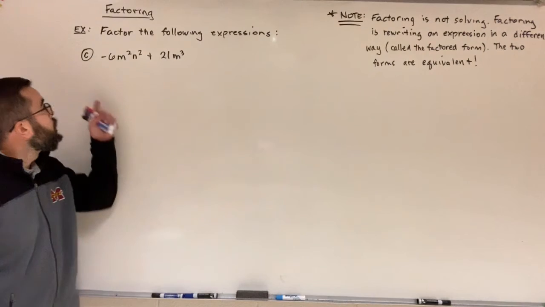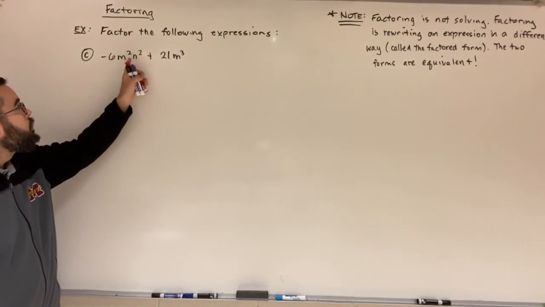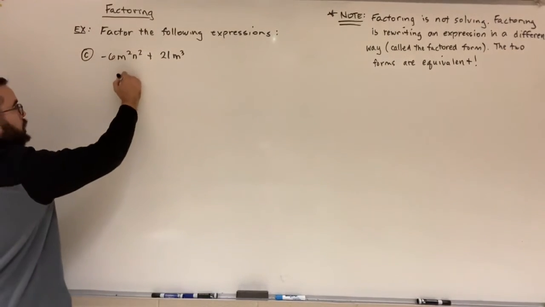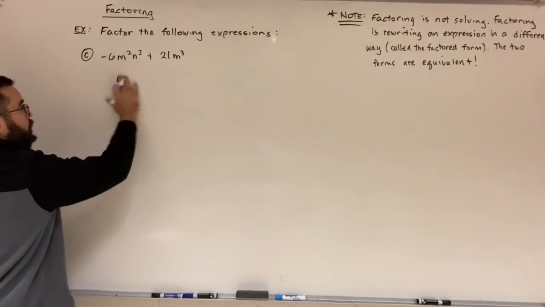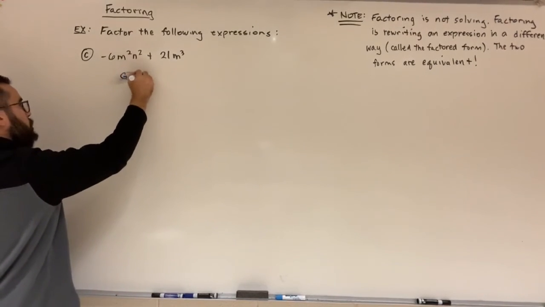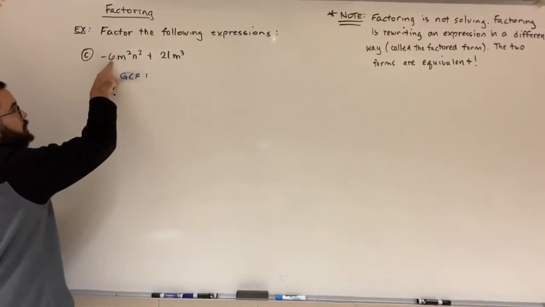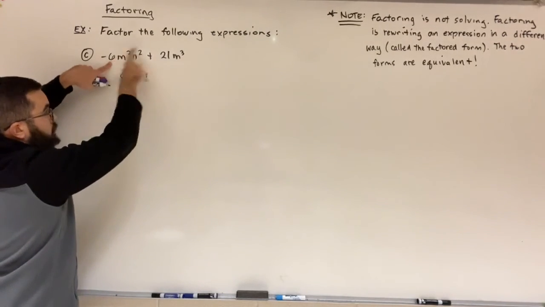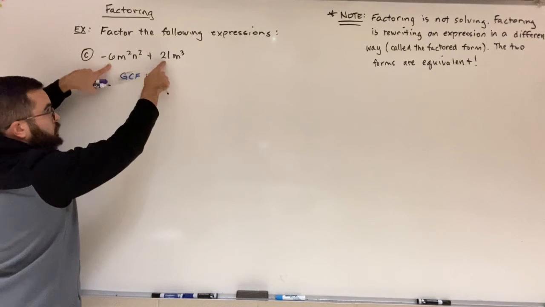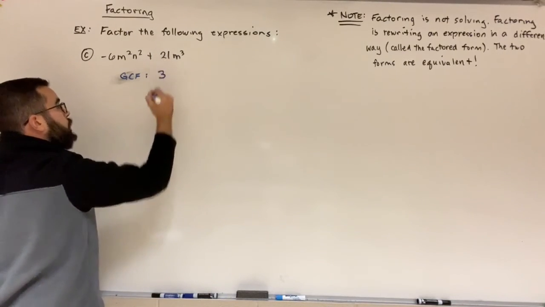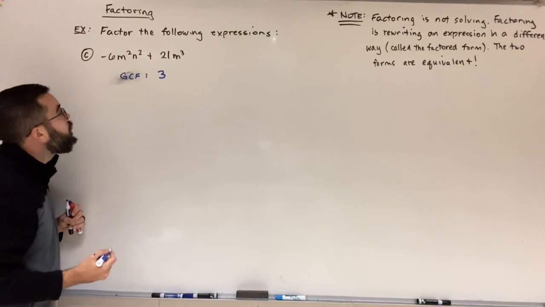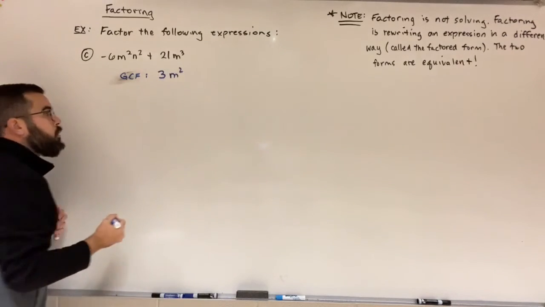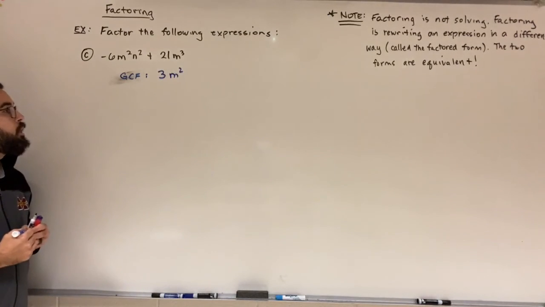All right, last example here. We have negative 6m squared n squared plus 21m cubed. So again, I'm going to find the GCF to start. So the GCF of 6 and 21, that's where I start. I start with the numbers. So 3 goes into 6, which also goes into 21. 6 doesn't go into 21, so 3 is the coefficient. And then you look at the variables. This has m squared, this has m cubed, so m squared is going to be the GCF. 3m squared is the GCF.